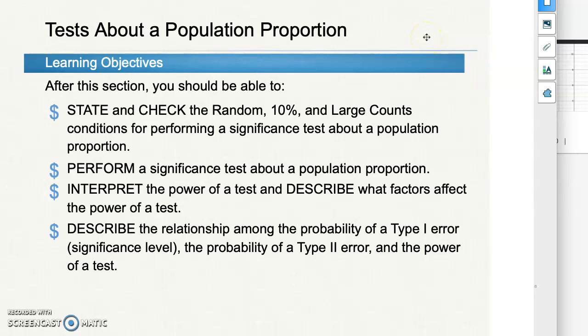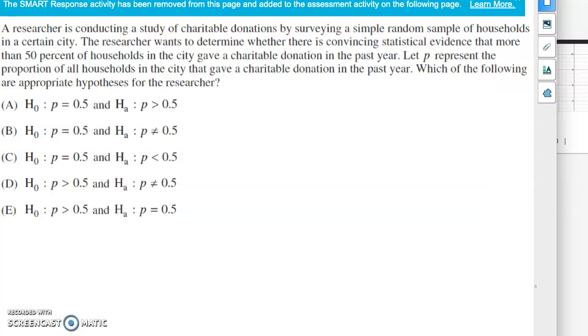Okay, so tests about a population proportion. We talked about this last week. Today we're going to get into more of the specifics about how this is done. These are the learning objectives. Feel free to pause here and read through these in a little bit more detail. We're going to work through them.